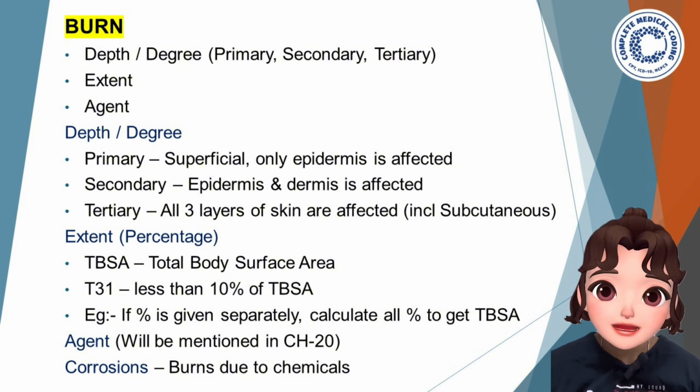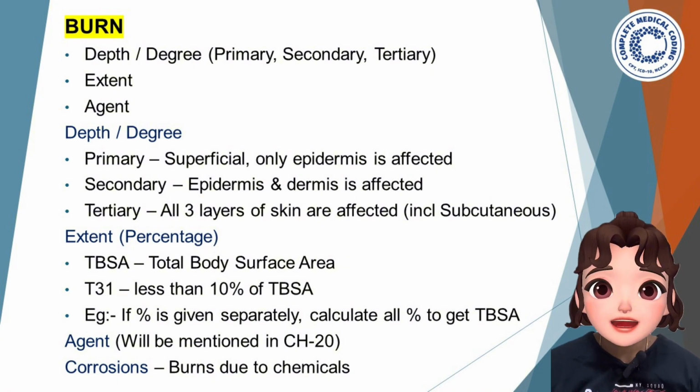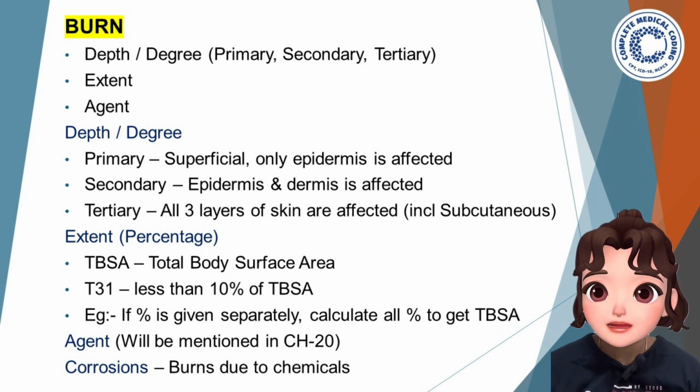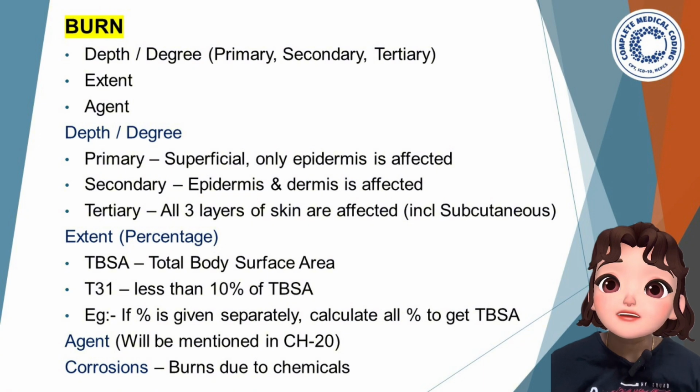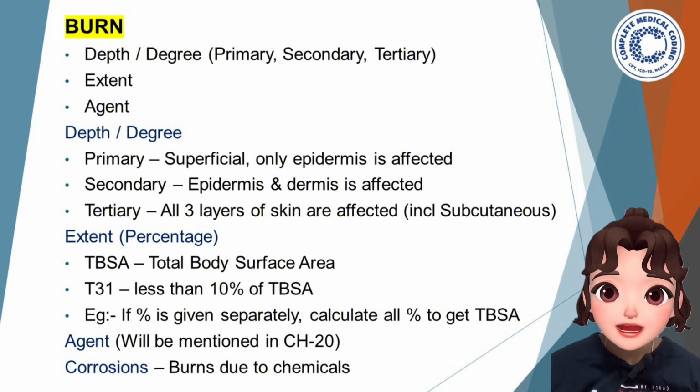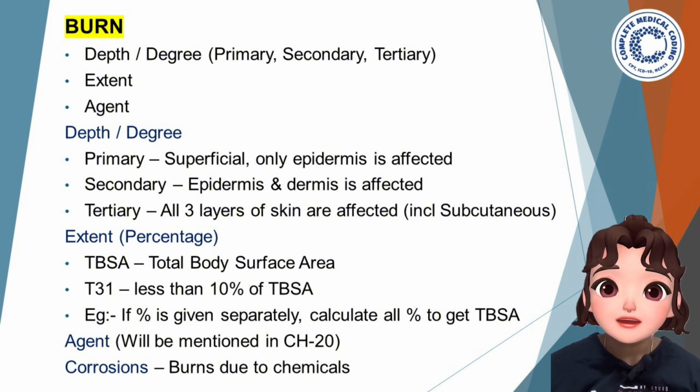So that is extent. The next one is agent. Agent we'll be discussing in chapter 20. Okay. Now corrosions. Corrosions are burns due to chemicals. Corrosions are different types of burns. Burns due to chemicals are called corrosions.